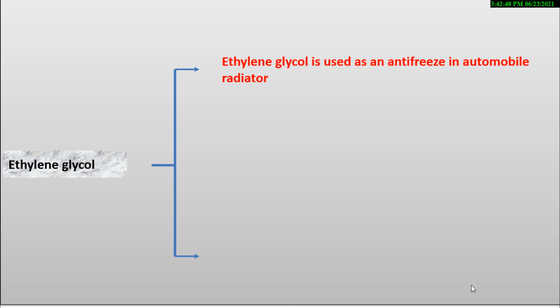Ethylene glycol is used as an antifreeze in automobile radiators. Ethylene glycol dinitrate is used as an explosive with TNG, trinitroglycerin. Uses of ethylene glycol are two. One is antifreeze in automobile radiators. Next one is glycol dinitrate, used as an explosive with TNG.